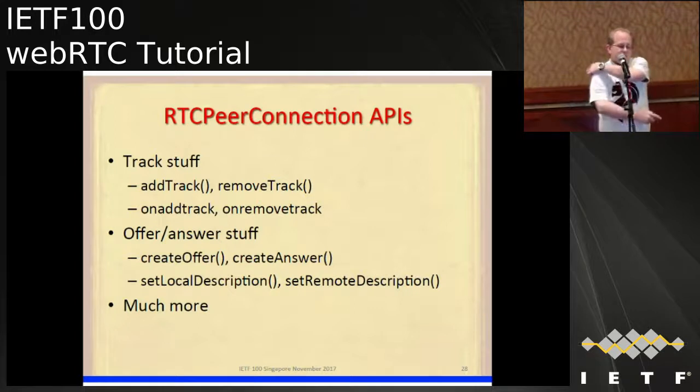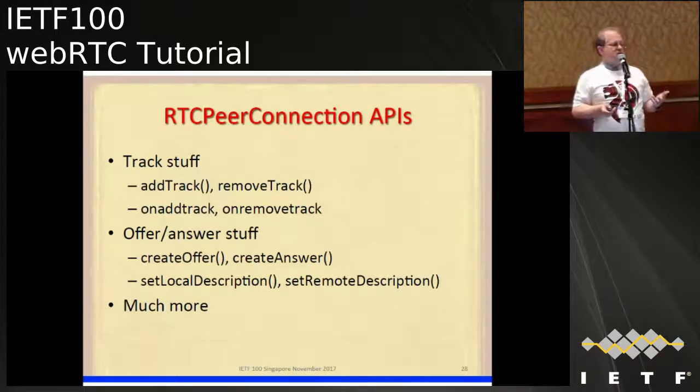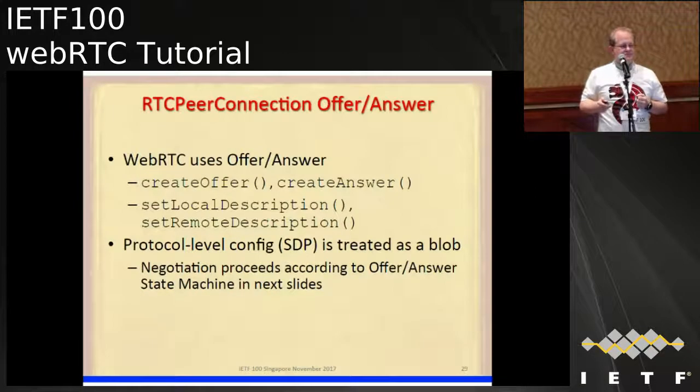Okay, so there's a lot in the peer connection APIs, as I said. There's some track items, which we've seen already, and there's some offer-answer controls as well. I'm going to jump around just a little bit because I had reordered these. So I'll come back to this in a minute.